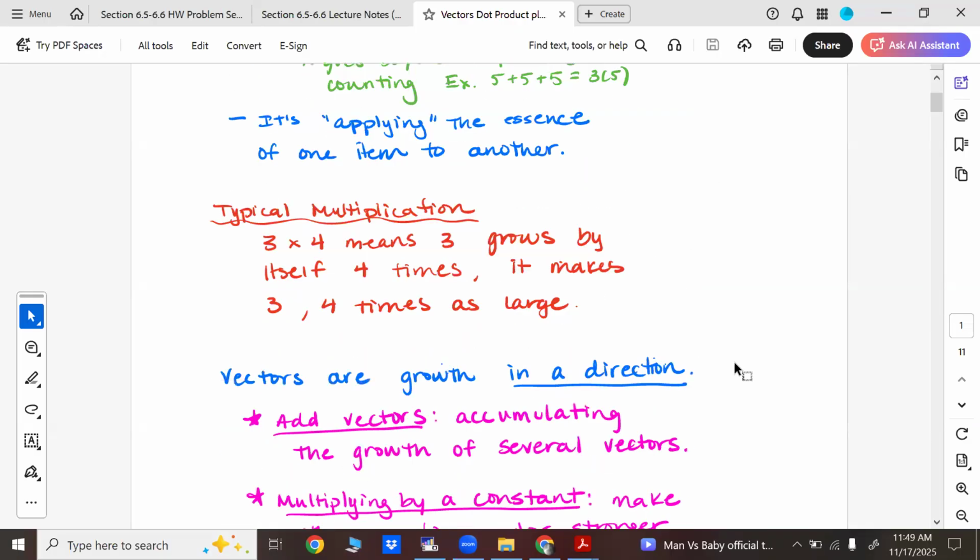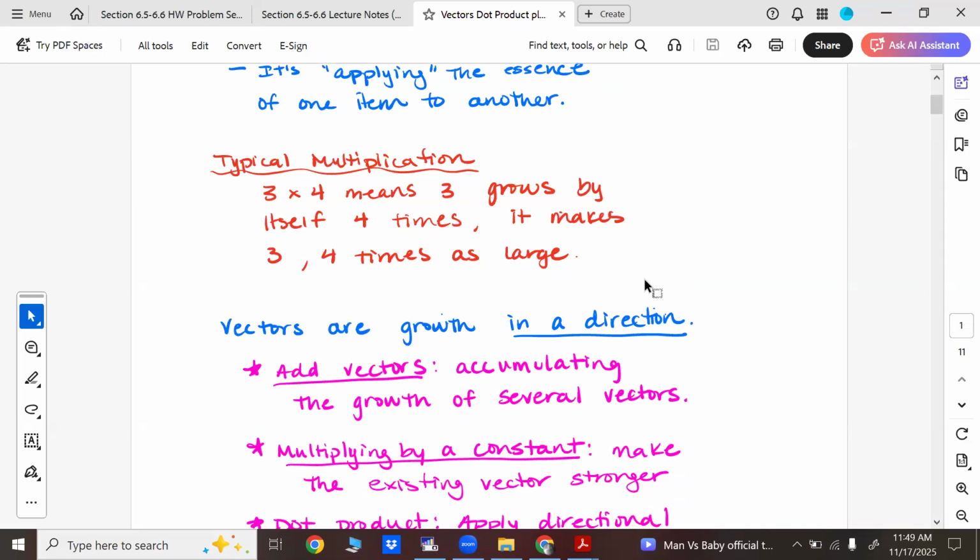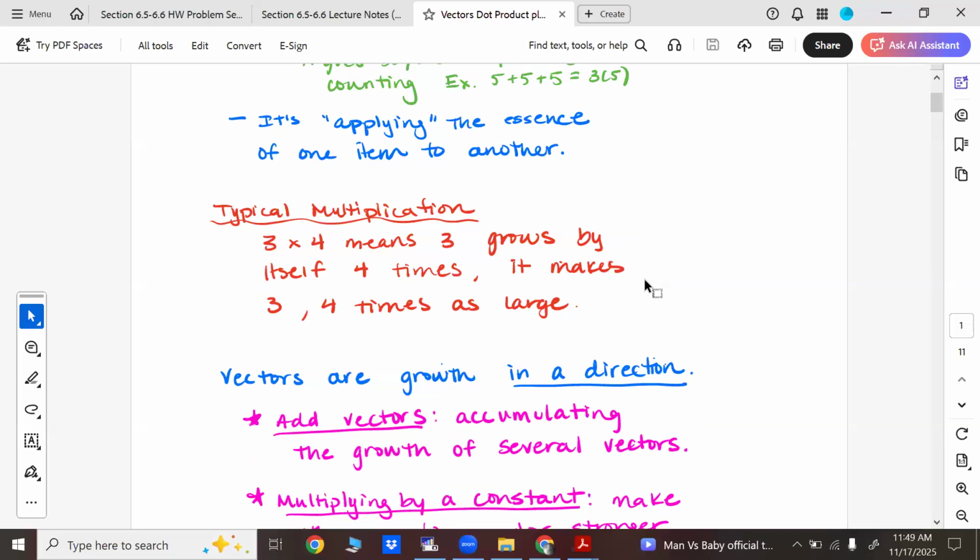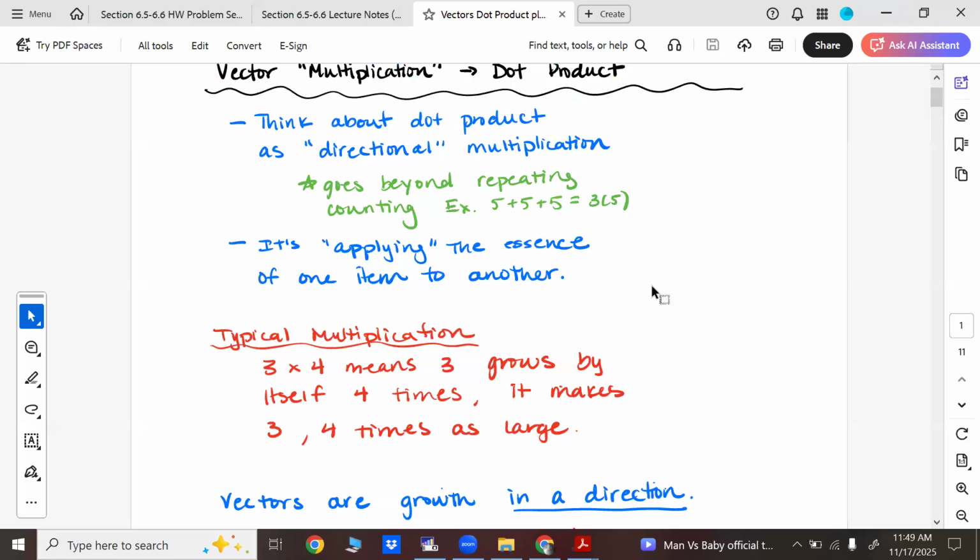So typical multiplication, like 3 times 4, 3 grows by itself 4 times, right? Or it makes 3 4 times as large. We know what that means. Now, the vector is grown in a direction. So you're growing the vector. And it's not a scalar, by the way. It's a little different because you're putting 2 vectors together. Remember, if you put a 2 on the outside, that's a scalar. That's not what we're doing.